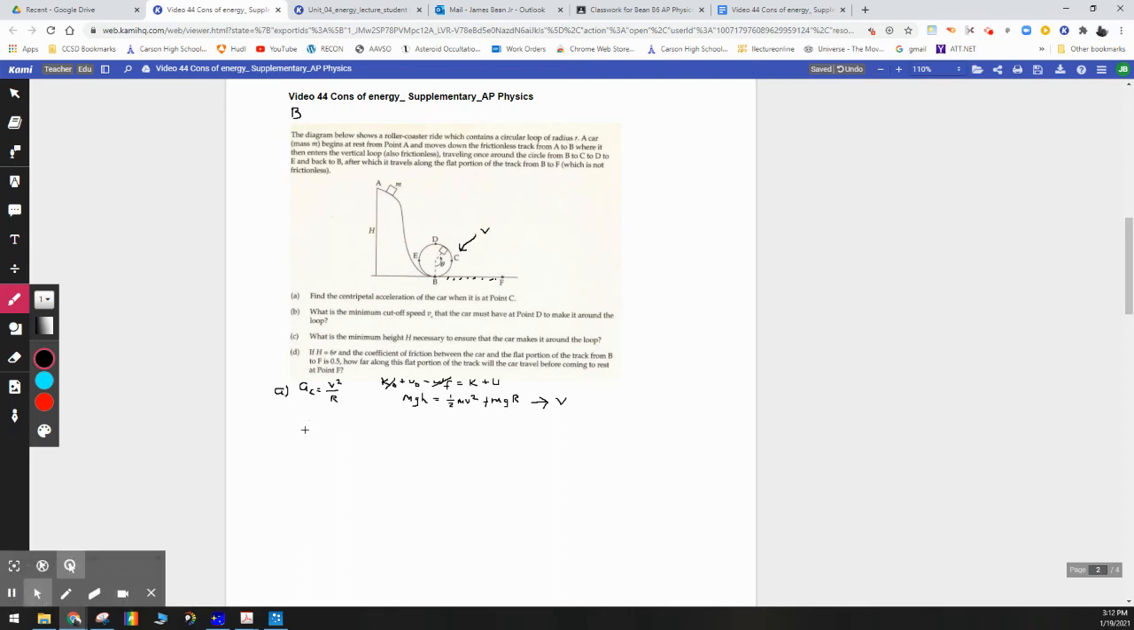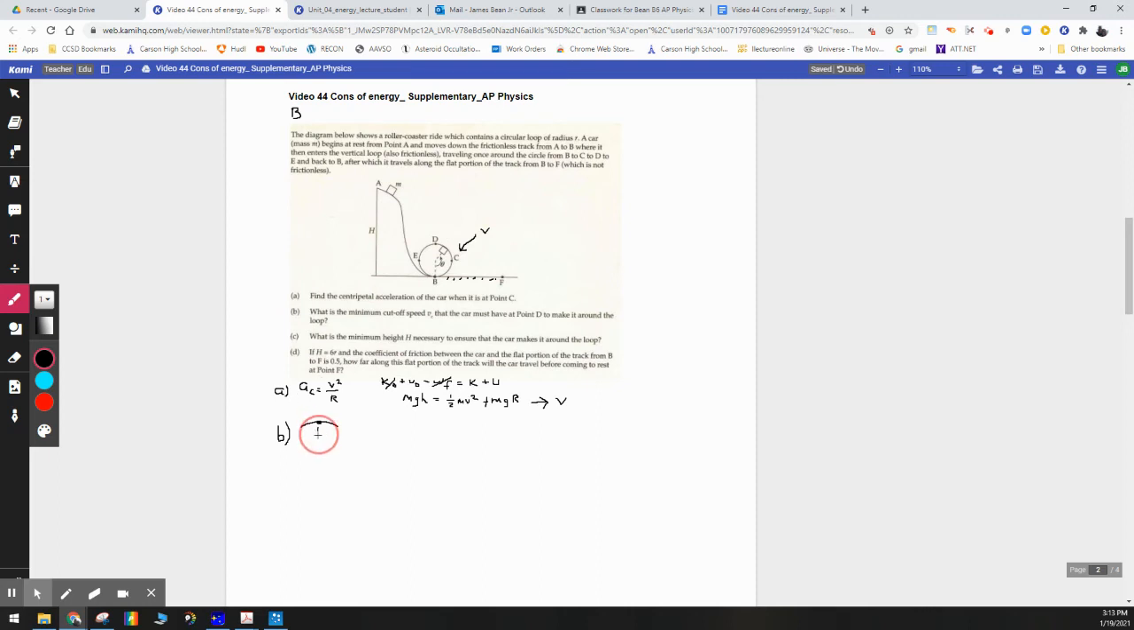All right, so b, what's the minimum cutoff speed vc that the car must have at point D to make it all the way around the loop? So this is a normal force problem. Here's the loop, and we'll assume that this point represents all the forces acting on the car at point D.